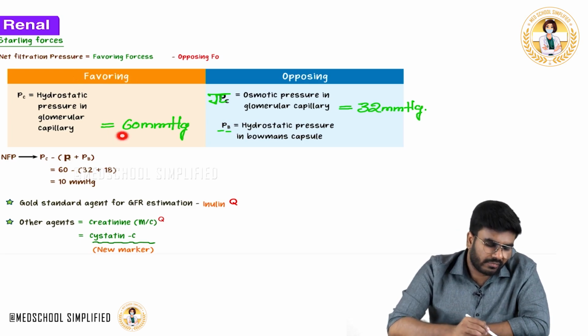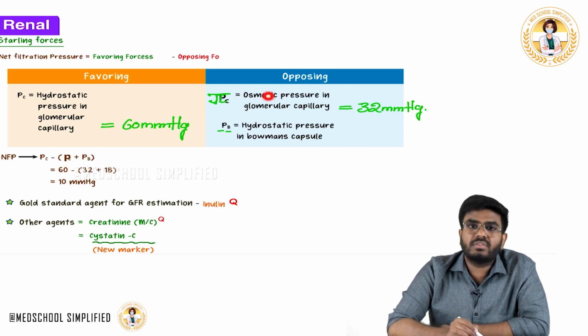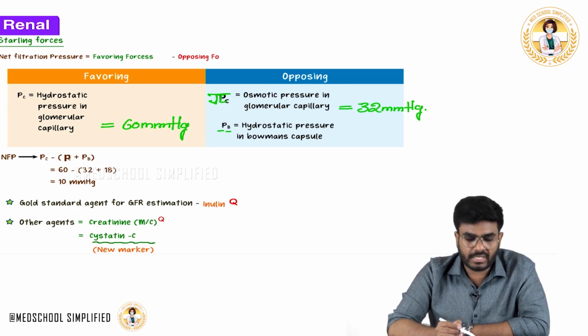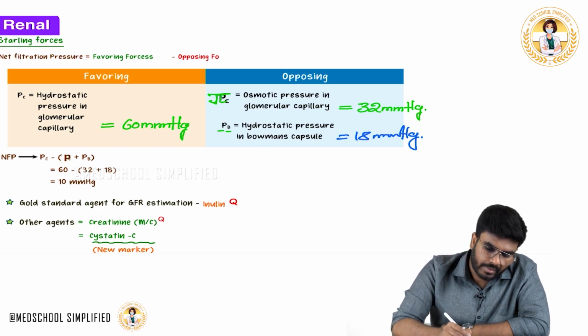Now tell me, what are the favoring forces? Favoring forces are 60 mmHg. What are the opposing forces? The two important opposing forces: one is the colloidal osmotic pressure because of the albumin, that is 32 mmHg, and the other is hydrostatic pressure in the Bowman's capsule, that is 18 mmHg.